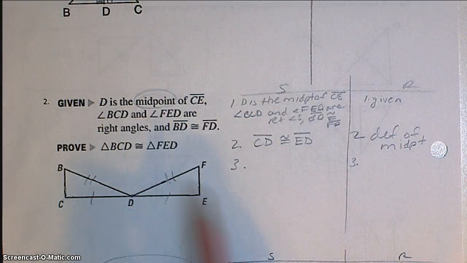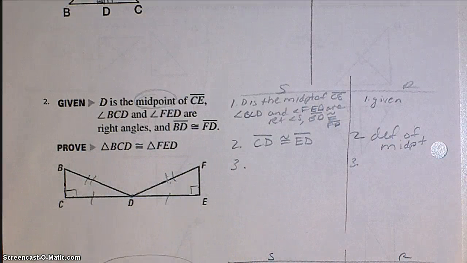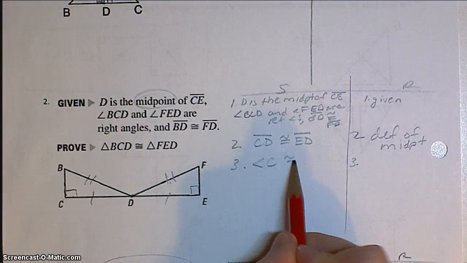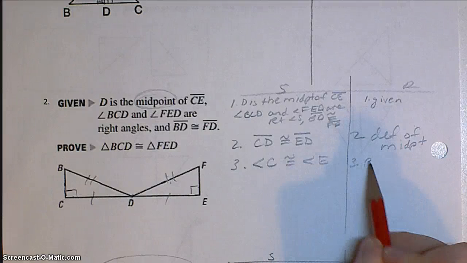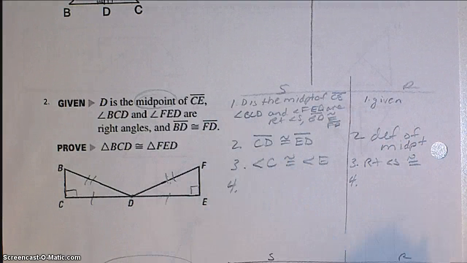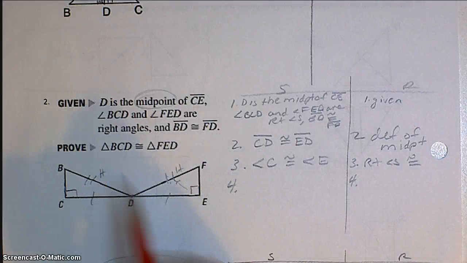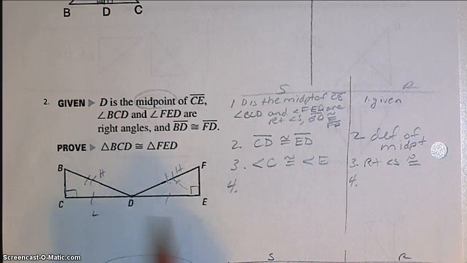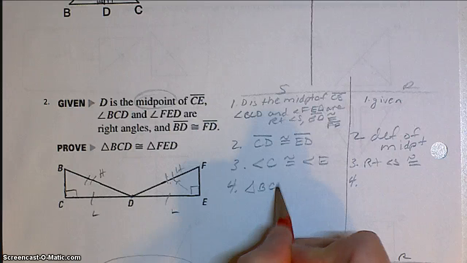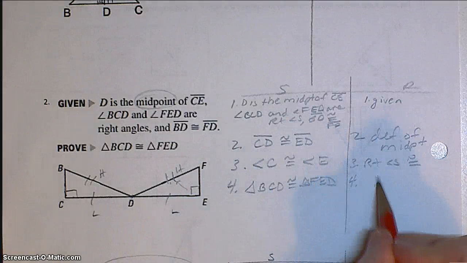Also told us BD and FD are congruent and that these are right angles. So if they're right angles, that means that they're congruent. Angle C is congruent to angle E. Right angles are congruent. And I've got a hypotenuse matching up with a hypotenuse. And both the legs match up. So I can say that these triangles are congruent by our new theorem, HL.